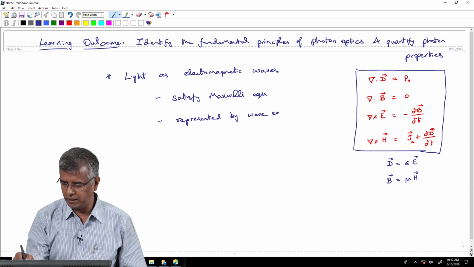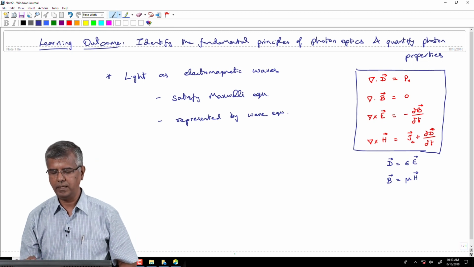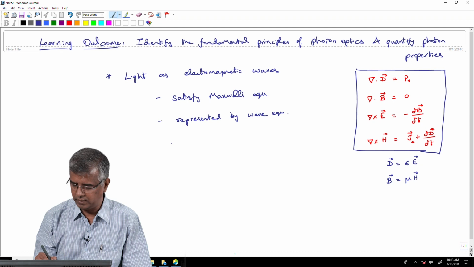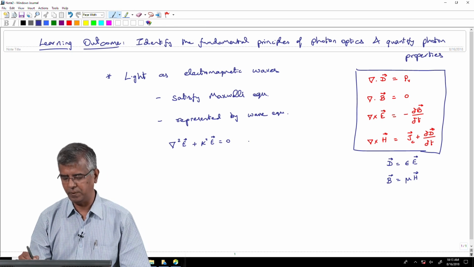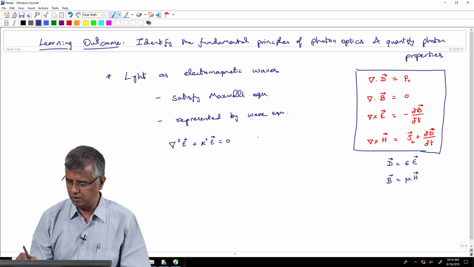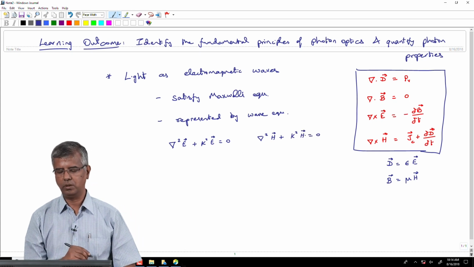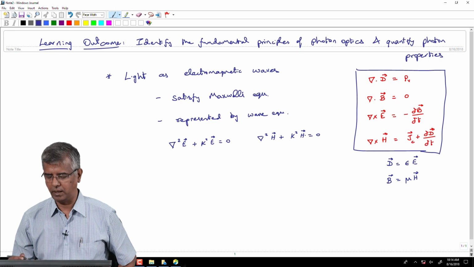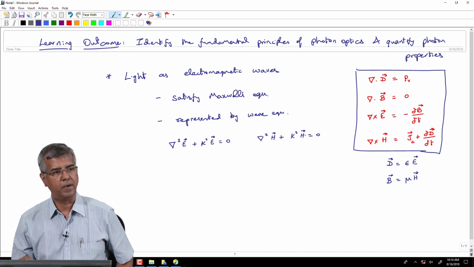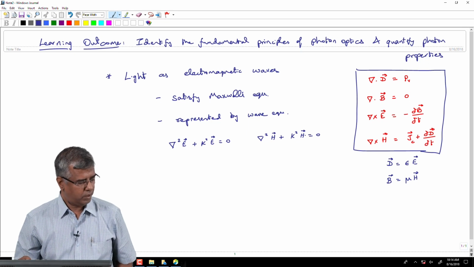And of course this is represented by the wave equation, right, and the wave equations for the electric and magnetic fields can be written in terms of what is called the Helmholtz equation, del square E plus k square E equals 0, and del square H plus k square H equals 0, where k equals omega root mu epsilon, we saw that before, represents the wave number for a given medium, right.